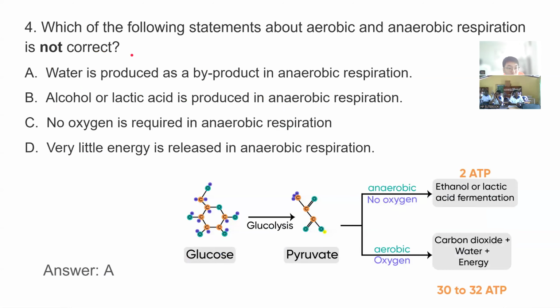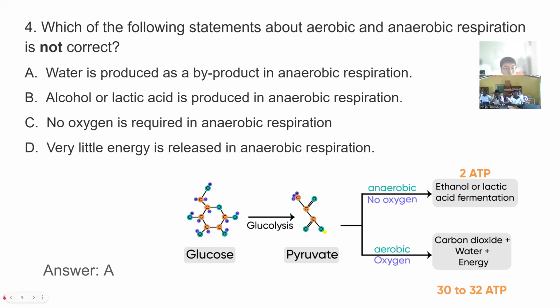And the next question is which of the following statements about aerobic and anaerobic respiration is not correct? A: water is produced as a byproduct in anaerobic respiration. B: alcohol or lactic acid is produced in anaerobic respiration. C: no oxygen is required in anaerobic respiration. D: very little energy is released in anaerobic respiration. So the answer I put here is A.